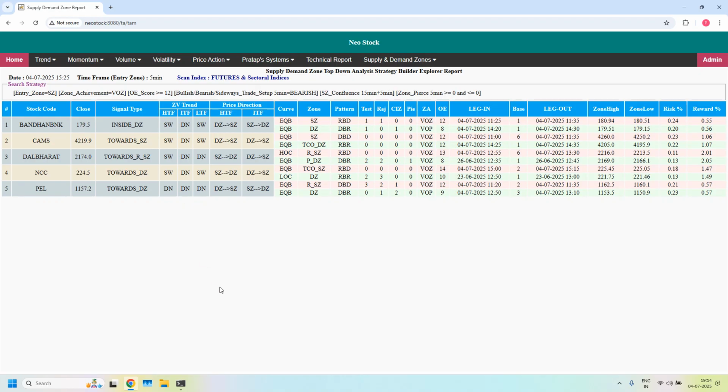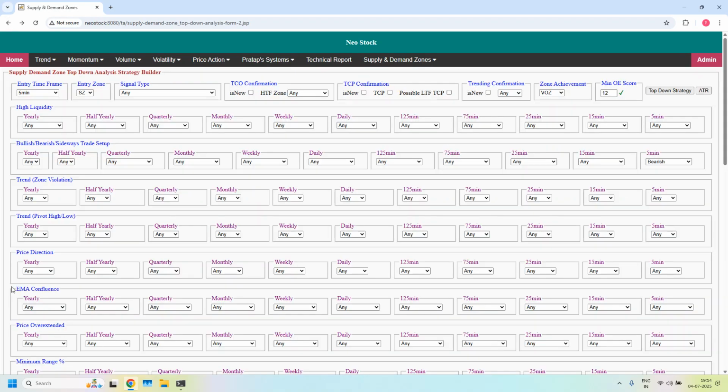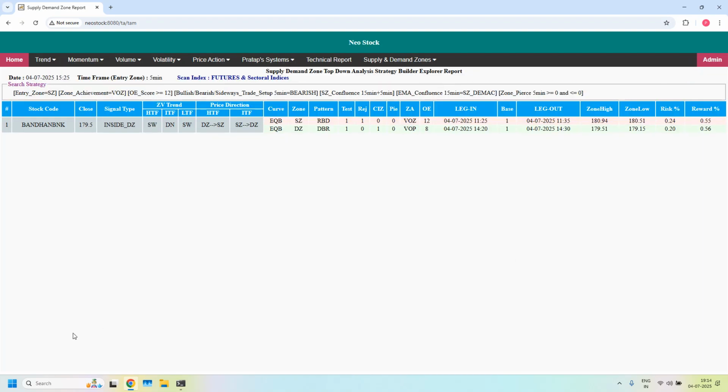Let's verify any 15 minute supply zone having daily EMA confluence. In the EMA confluence at 15 minutes time frame, I am checking 15 minute supply zone with daily EMA. One stock is filtered. That way this 15 minute supply zone might be having better high probability to get success. Maybe that is the reason why it is already tested once.